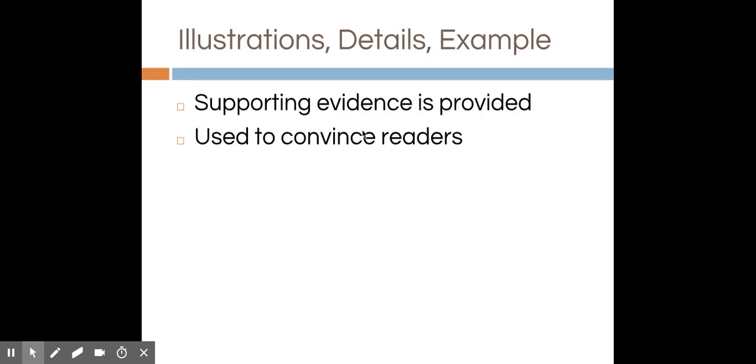And we'll start with illustrations, details, and examples. So when we're looking at these, this is the kind of thing that you would often do in an essay where you're providing some supporting evidence. So you may be providing, say, an example from your own life in the in-class essay to help prove your point. And you're using it to convince the readers that your point is correct because I've provided this example that helps to prove my point is true.